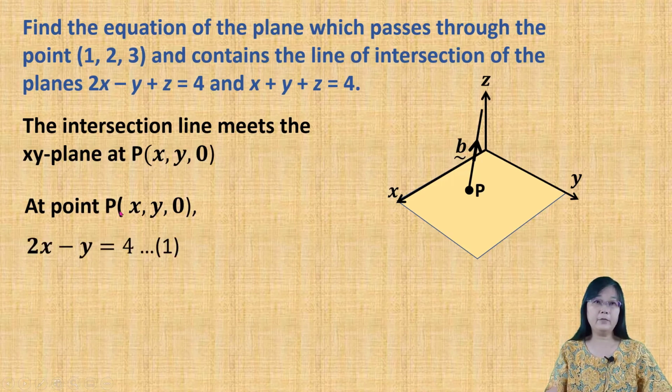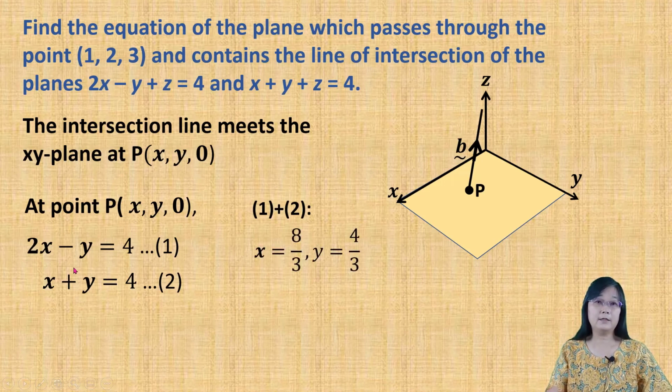So for the first plane, when I substitute z equals 0, I get the first equation. For the second plane, when I substitute z with 0, I get the second equation. Now when I do simultaneous equations and I add the first equation with the second equation, then I get the value of x as 8 over 3 and the value of y as 4 over 3. So from here I get the second coordinate point.